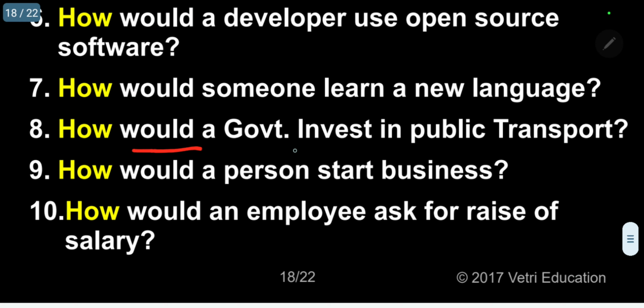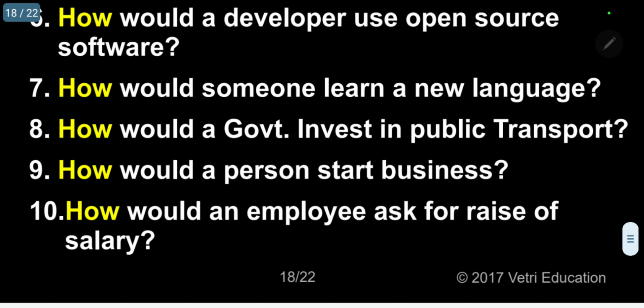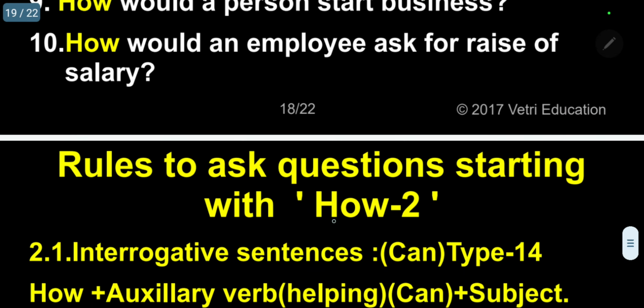How would a government invest in public transport? Invest, main verb; would, auxiliary. How would a person start business? Start, main verb; would, auxiliary. How would an employee ask for raise of salary? Ask, main verb; would, the auxiliary verb.